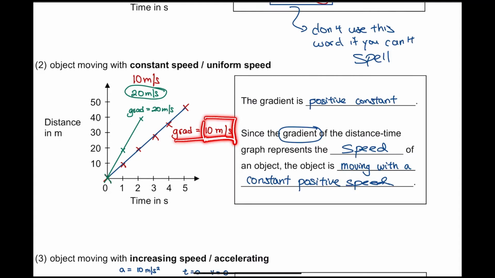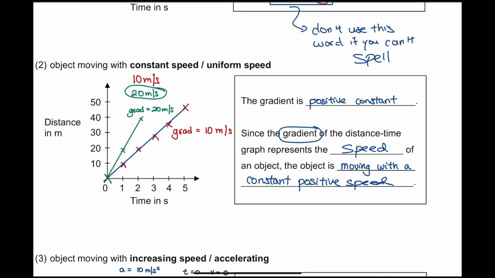So for an object that is moving even faster, for example, I am moving at 20 meters per second. At time 0, I am at 0. 1 second later, I am at the 20 meter mark. 2 seconds later, I am at the 40 meter mark because I increase by 20 meters every second.